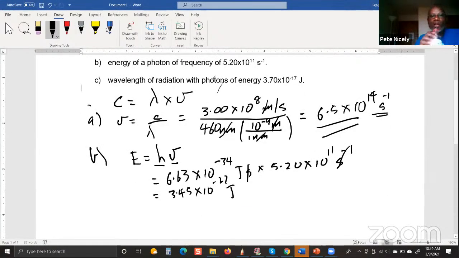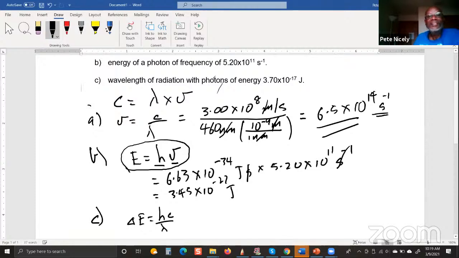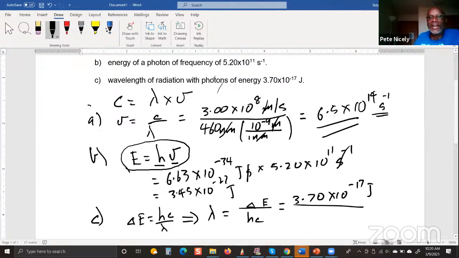And then in the case of C, the question is asking for the wavelength of the radiation. It gives the energy of the photons. So remember this equation here? It will be used in a different form because nu is the same as c over lambda. So delta E is equal to hc over lambda, right? Now the question is asking for the wavelength, so we can rearrange this to get wavelength equals delta E over hc. So delta E is 3.70 times 10 to the minus 17 joules divided by h, which is 6.63 times 10 to the minus 34, times c, which is 3.00 times 10 to the 8 meters per second.